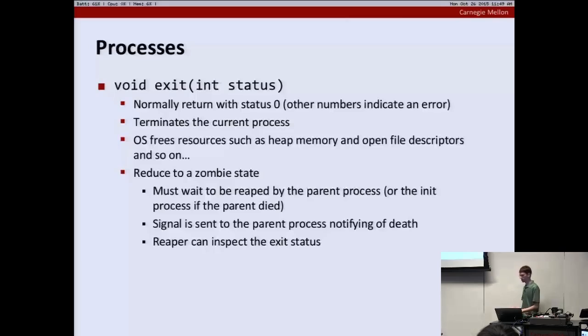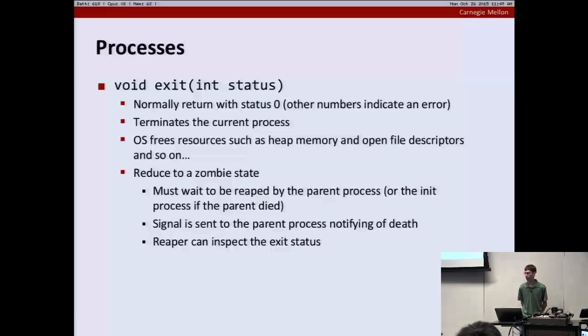Then there's another one, exit. Exit is pretty easy. You give it a status, which sort of can be used to indicate what sort of error it was. 0 is typically used as the error code for there wasn't an error, everything was okay. And when you exit, what it does is it causes the program to terminate and reduces the process into a zombie state. And then it frees all the resources, it frees whatever memory, whatever file descriptors, becomes a zombie, and then it'll just sit around until it gets reaped.